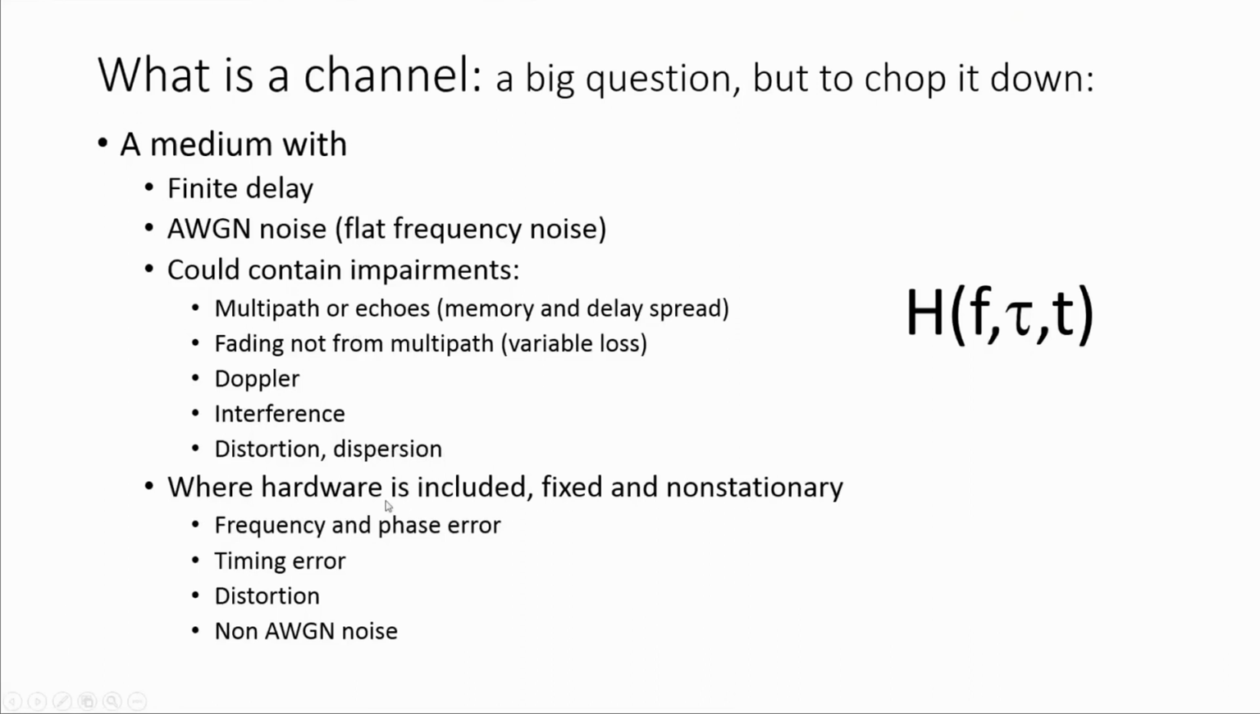When hardware is included in a channel, which may be, depending on the model, frequency and phase error just from the hardware. Timing error is always a problem, even a GPS synchronized clock has some error relative to some other clock. Distortion is a big problem because electronics brings in nonlinear distortion, so spurious, out-of-band emissions, unintentional emissions, compression, third and fifth order. These are all things that we won't talk about, but they exist.